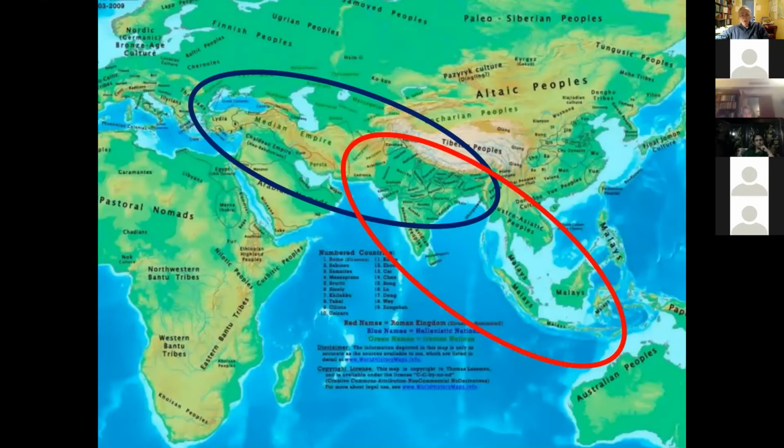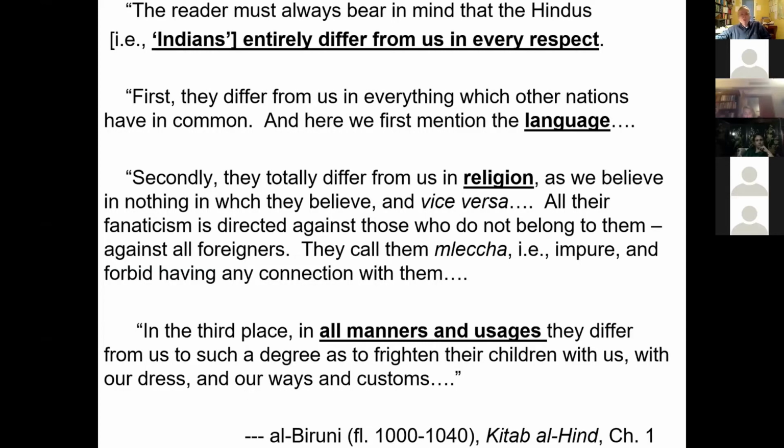So going back to this idea of the overlapping of the Persian and Sanskrit, which is the underlying argument of my book, I start with the idea that these traditions, at least when they first encountered each other, were understood in terms of opposition. This is the first chapter of Biruni's Kitab al-Hind, his Book of India, in which he elaborates the idea that these Indians are different from us in every respect. He talks about language, he talks about religion, and the use of the word mleccha to describe these impure foreigners, referring to himself, of course. And he talks about, in the third place, all manners and usages, they differ from us to such a degree as to frighten their children with our dress and our ways and customs. I love that little last touch about using foreigners to frighten their children.